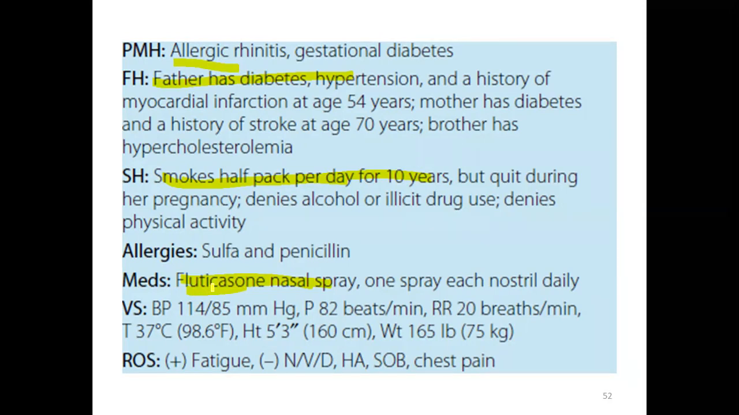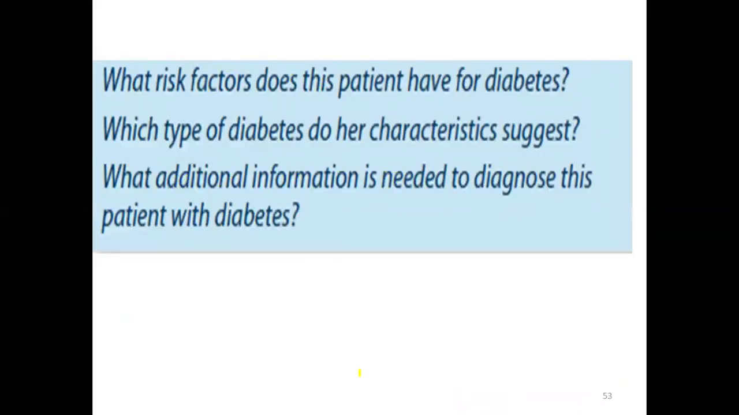The vital signs seem normal. She is 75 kg, so you can calculate the body mass index. In the review of systems, she is positive for fatigue, which is also one presentation. Nausea, vomiting, diarrhea, no. Headache, no. Shortness of breath and chest pain, negative. Then the possible risk factors are the ones we mentioned before.